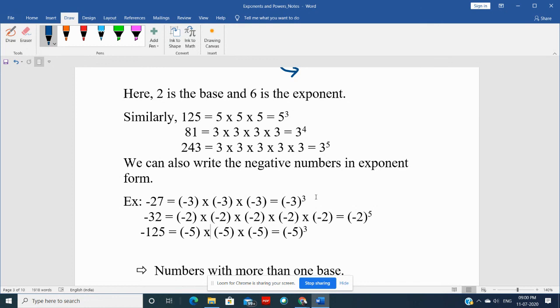Now, in the next video we'll talk about something more. What we have talked about is only numbers like 5 raised to 3, where the base numbers are all the same, like 5, 3, 3, 2. But there can be different numbers also. That we will talk about in our next video. Till then, goodbye.